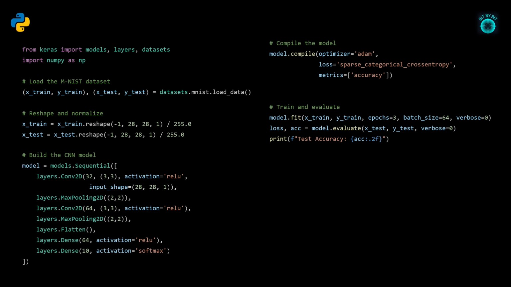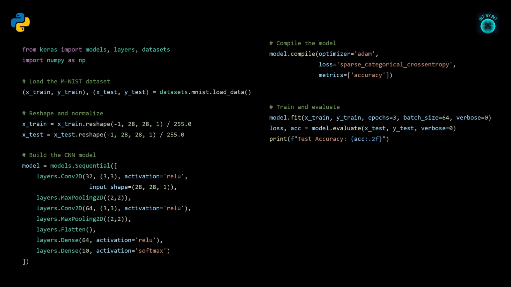Next, we define our sequential model. The first conv2D layer uses 32 filters with a 3x3 kernel and ReLU activation. This is followed by a max pooling layer to reduce the image size. Then, we add another pair of convolution and pooling layers to extract deeper features.